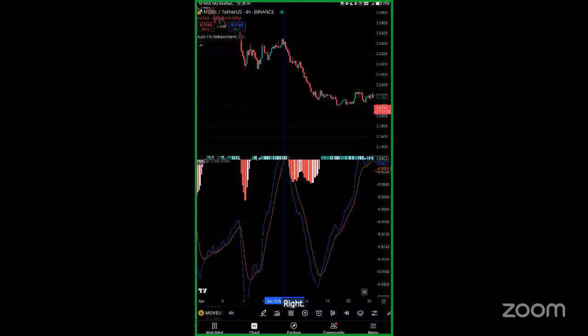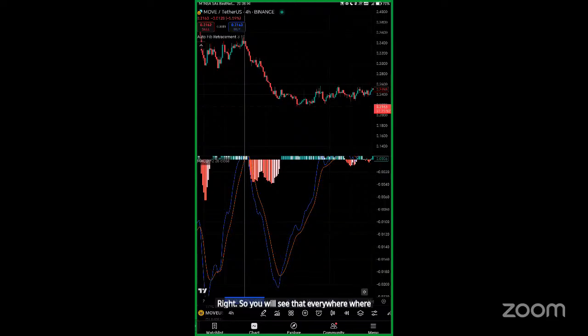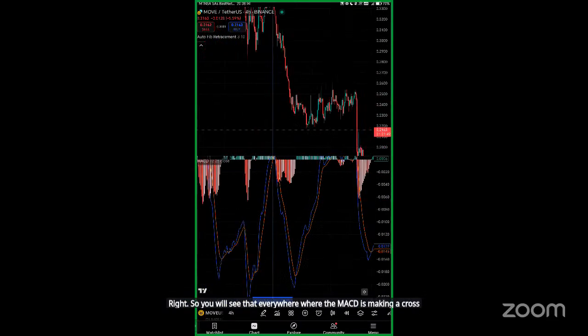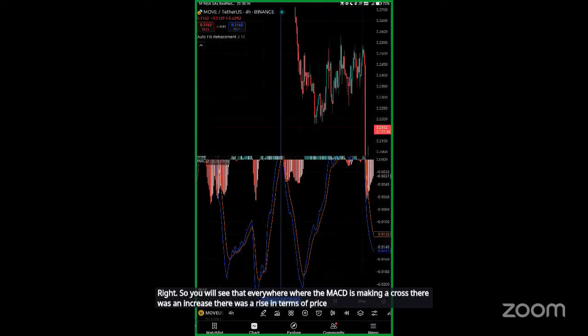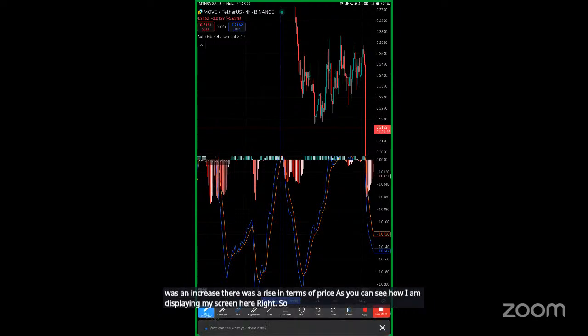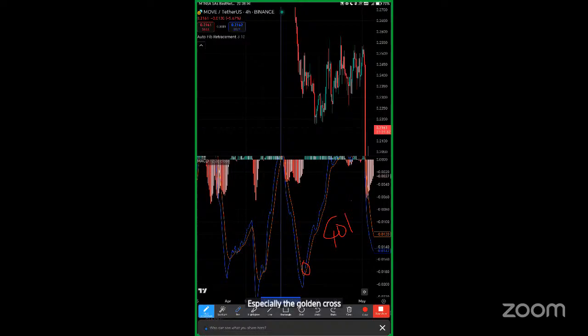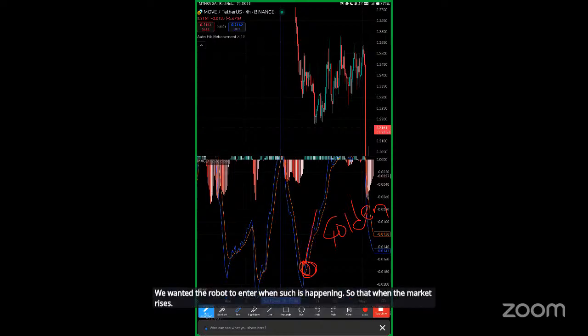You will see that everywhere the MACD is making a cross upward, there was a rise in price, as you can see on my screen here. We want to make these crossovers, especially the golden cross, in our RoyalQ robot. We want the robot to enter when such is happening, so that when the market rises, we are able to take advantage of it so that our trade can deliver. This is giving us confidence.